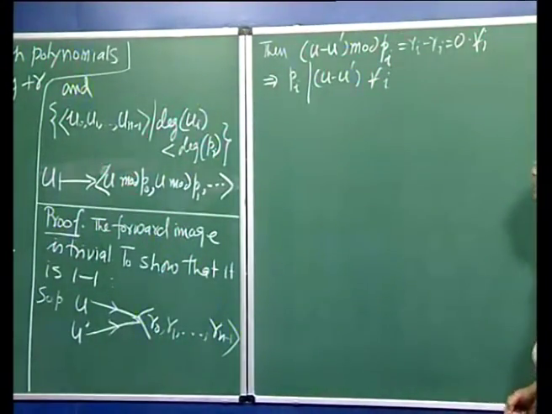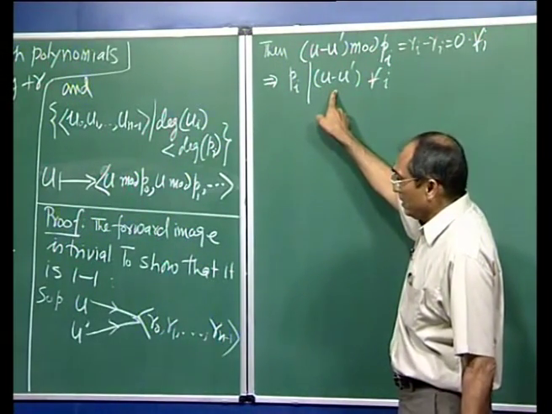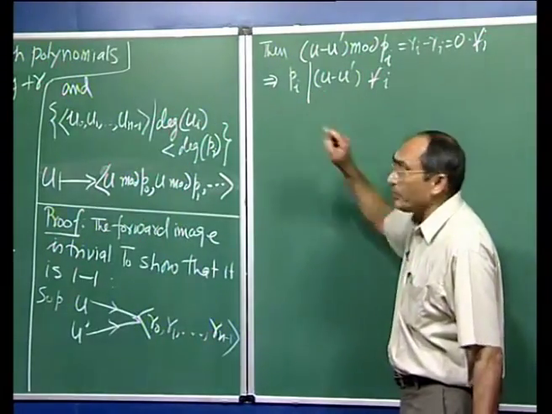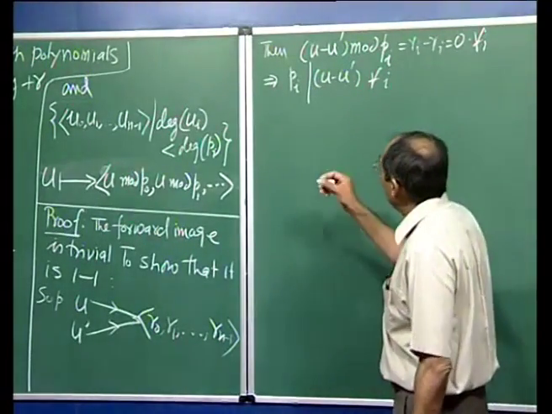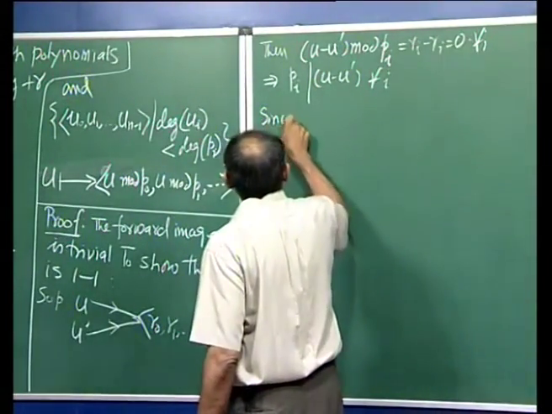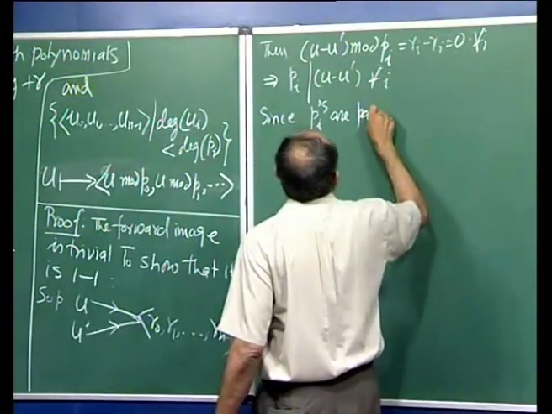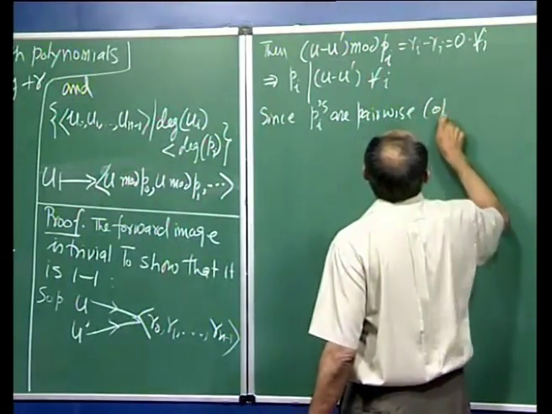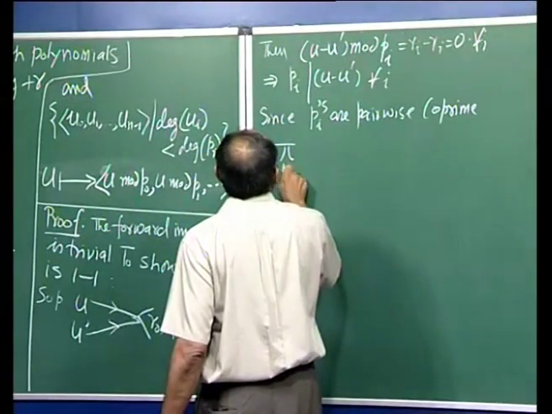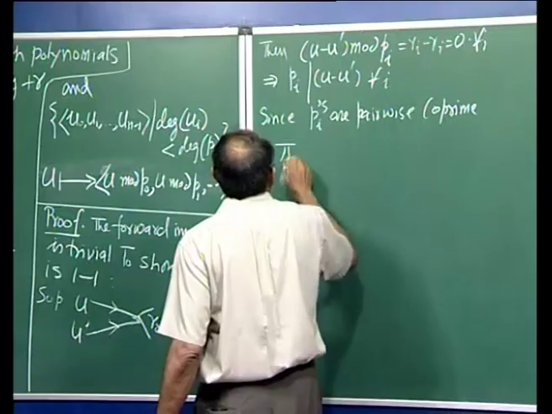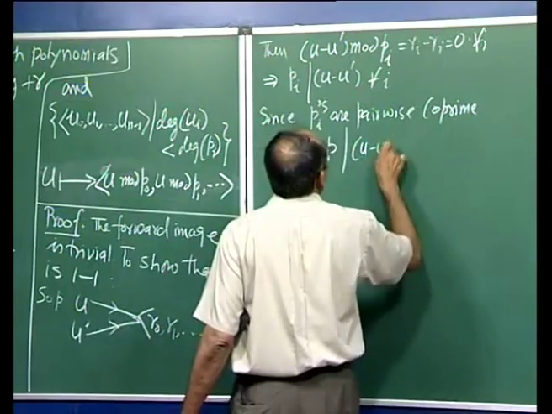So every one of these pi's is able to divide this polynomial, but our assumption is that all the pi's are pairwise coprime, and we have earlier argued that in that case, since the pi's are pairwise coprime, the product of the pi's, which is the same as p, divides u minus u prime.